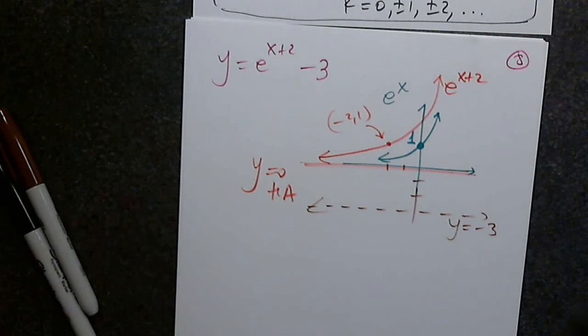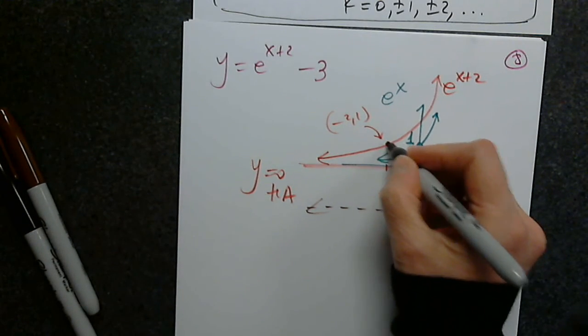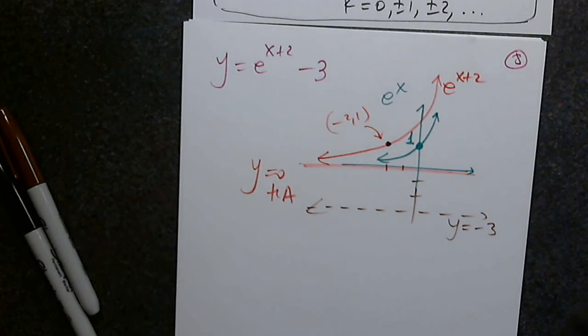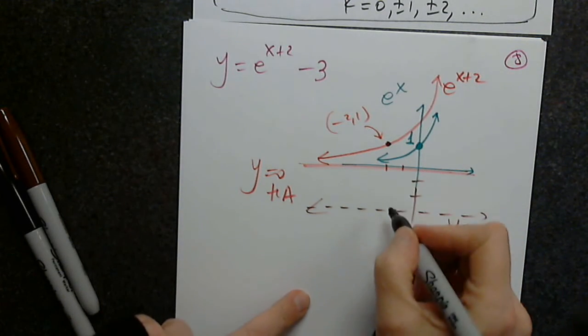But now please tell me, where does this point move? This is my reference point. Where does it move? So it would be at -2, comma, -2.